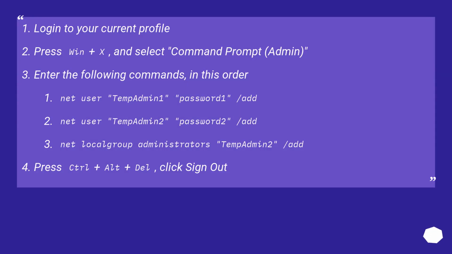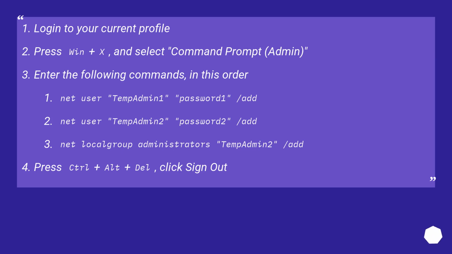A solution posted by Loopy. Log into your current profile. Press Win+X and select Command Prompt (Admin). Enter the following commands in this order. net user tempadmin1 password1 /add. net user tempadmin2 password2 /add. net localgroup administrators tempadmin2 /add.